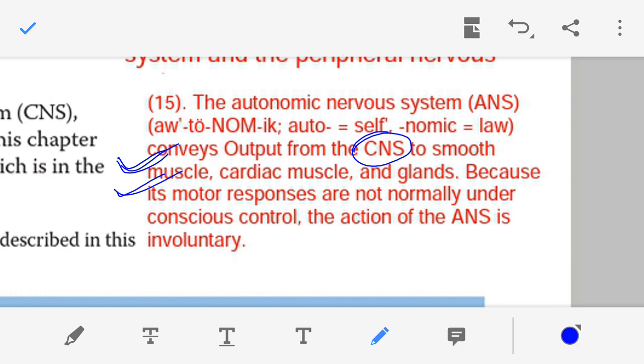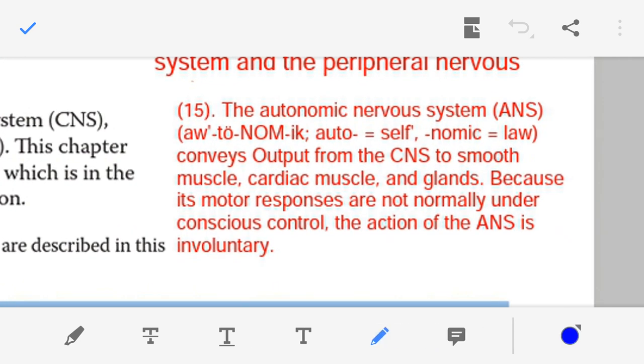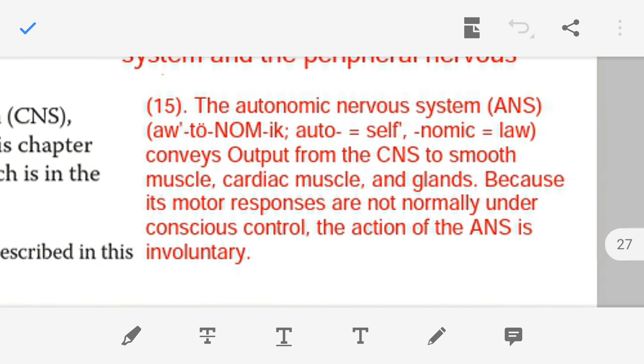The nerve fibers of the ANS pass the nerve impulse to smooth muscle, and to cardiac muscle, which is present in the wall of the heart. Then, various types of glands are present in our body, and gland secretion is also controlled by the autonomic nervous system. All these actions are involuntary. That means the contraction and relaxation of smooth muscle and cardiac muscle, and the secretion of glands, are performed and we are not aware of it. That is the meaning of involuntary.